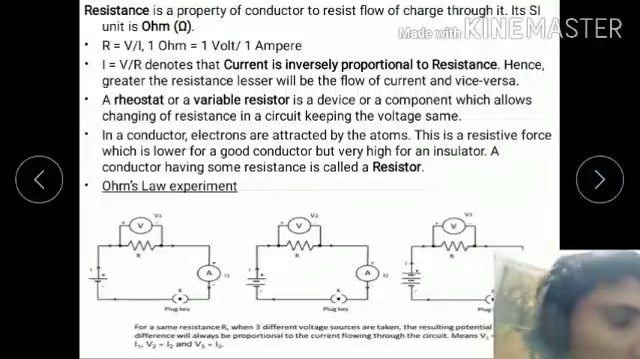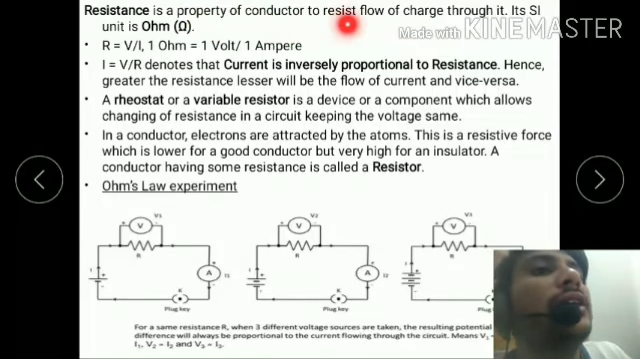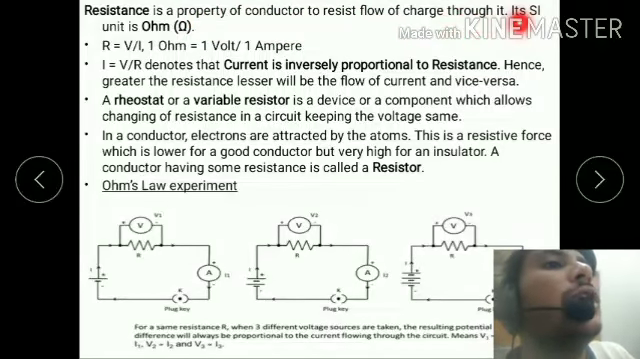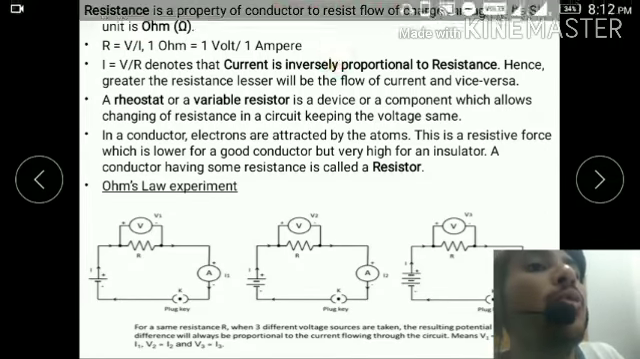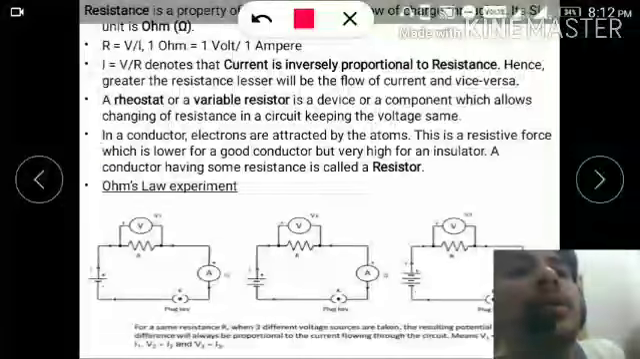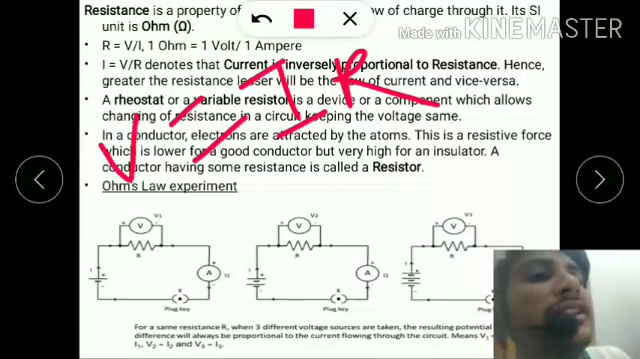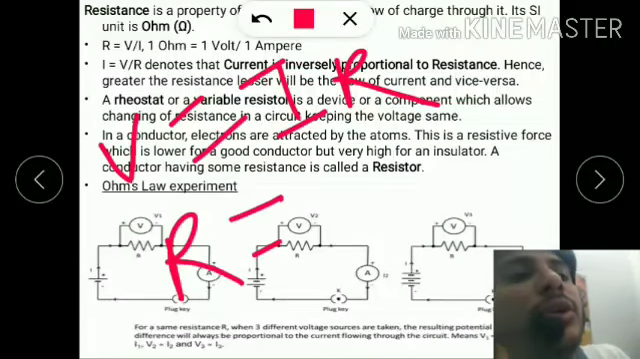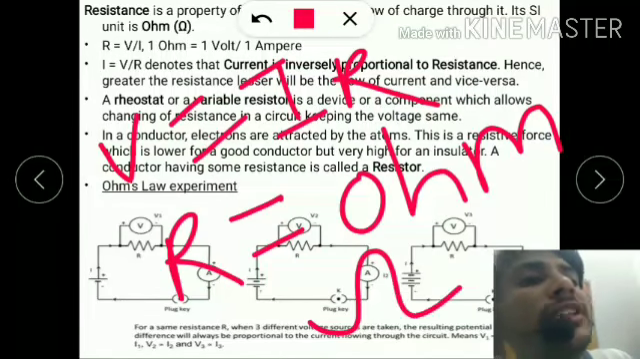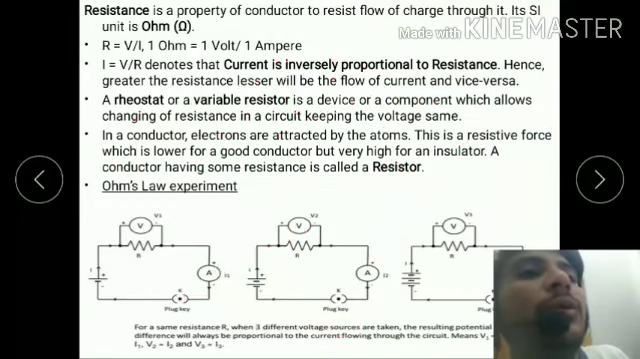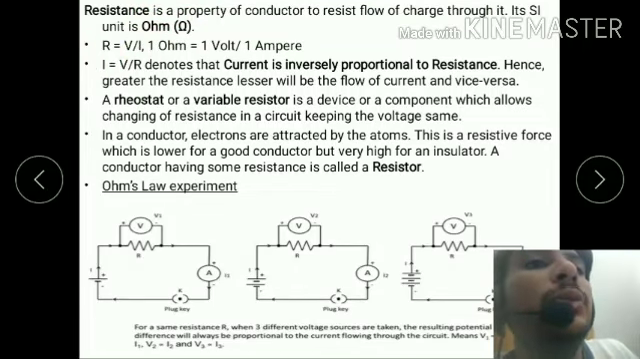What is resistance? Just see the definition. Resistance is the property of a conductor to resist the flow of charge through it. The SI unit of resistance is the ohm. V is equal to IR, where I is the current and R is the resistance. The unit of resistance is ohm, and this is the symbol of ohm. R is equal to V upon I.